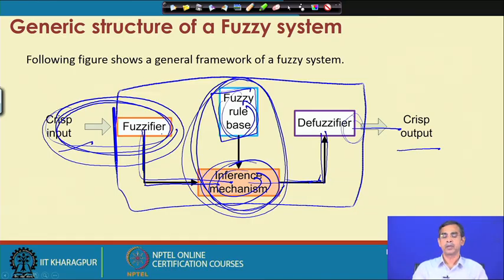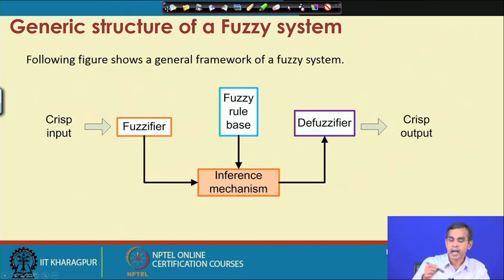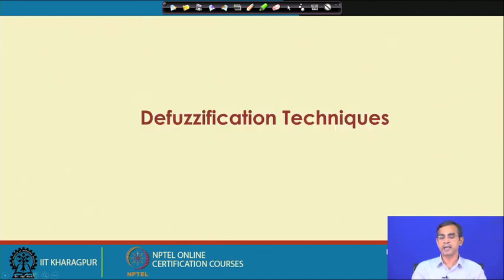so the Crisp output. So, now we are discussing how the fuzzy elements, whether in the form of a set or in the form of a relation matrix, can be defuzzified, so that the Crisp result can be obtained. So, let us see what the different techniques available are, so far as the defuzzification technique is concerned.